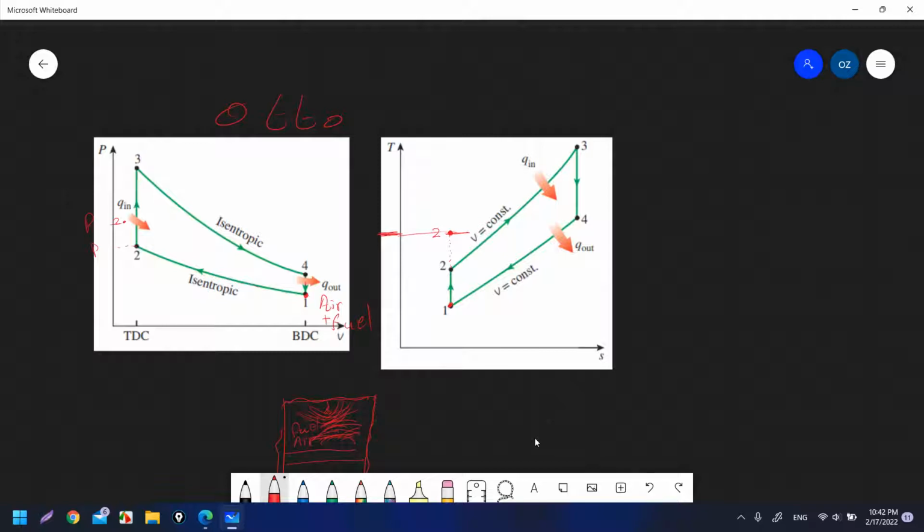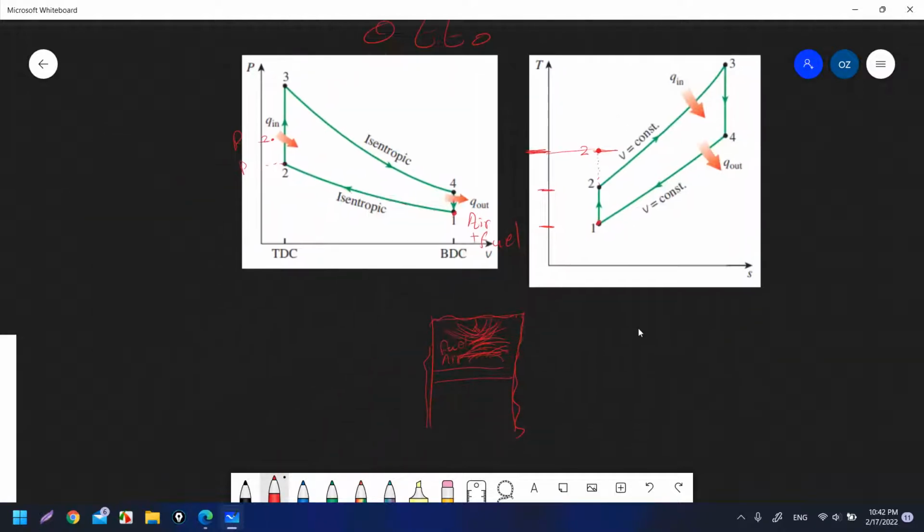Here the temperature is higher than the temperature at 2 here. So the temperature and pressure will increase, and this will cause the knocking. The pressure and temperature will increase and will affect the walls of the cylinder.